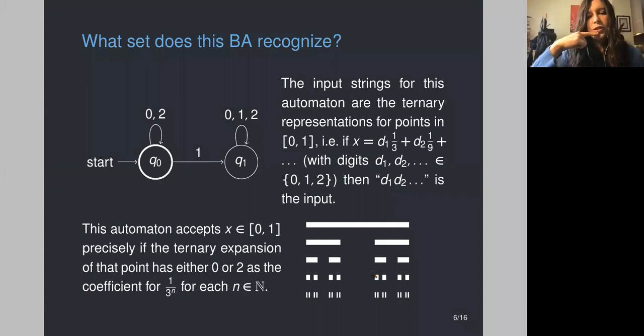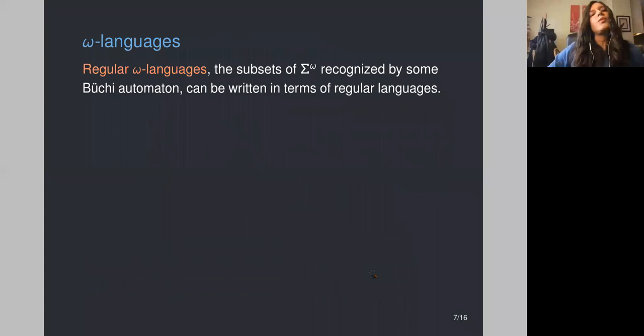So what does it mean if precisely the elements of the 0-1 interval with only zeros and twos in their ternary expansions are accepted? It means that this automaton recognizes the Cantor set, the ternary Cantor set. And this brings us to regular omega languages.